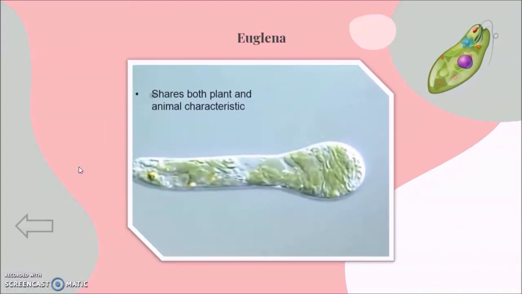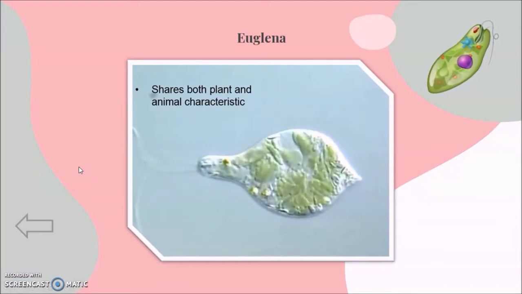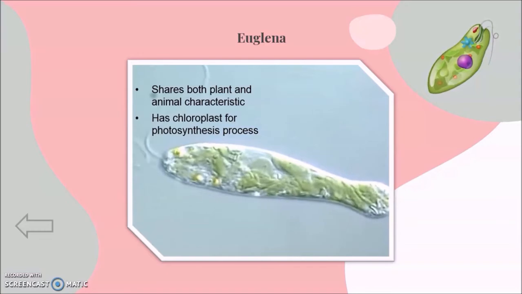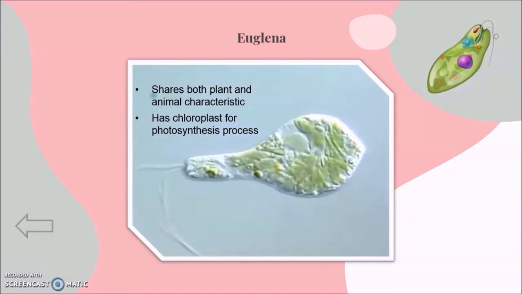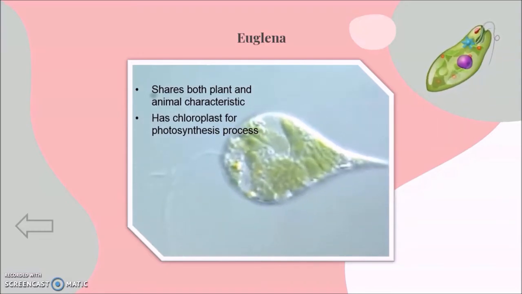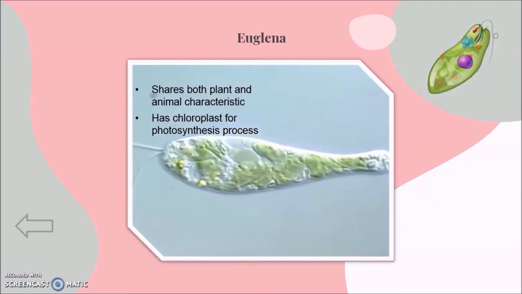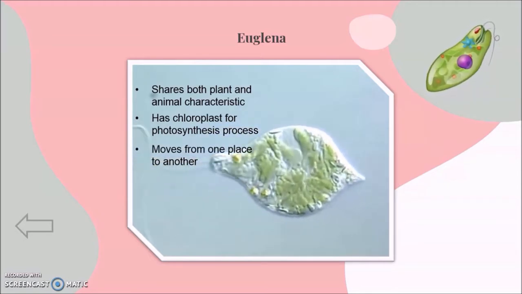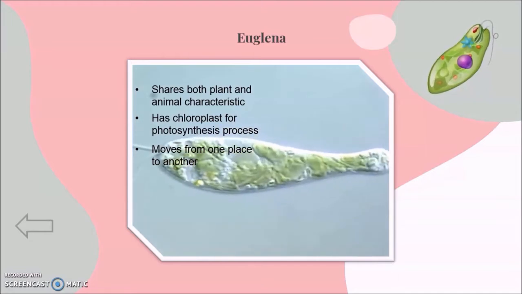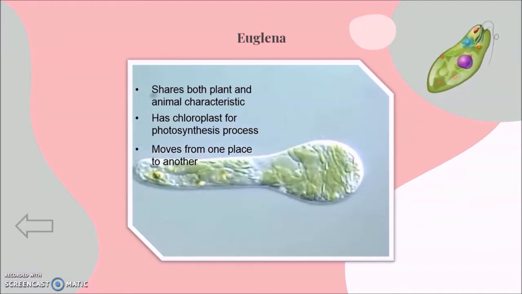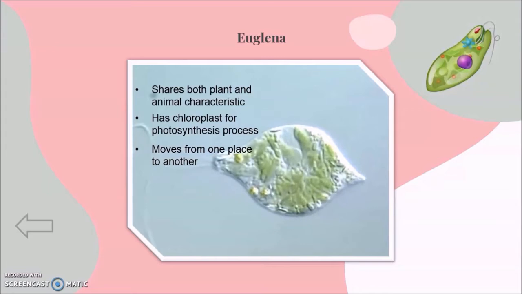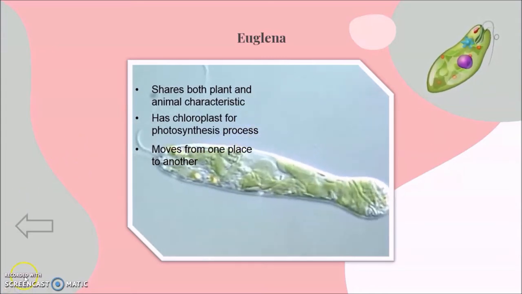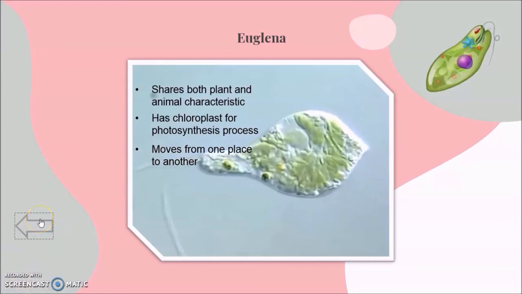Euglena shares both plant and animal characteristics. It has chloroplast in itself for the photosynthesis process, which is also present in plants. But unlike plants, it can move from one place to another. These cells can move, which is why we say they have animal characteristics. So, let's look at another unicellular organism.